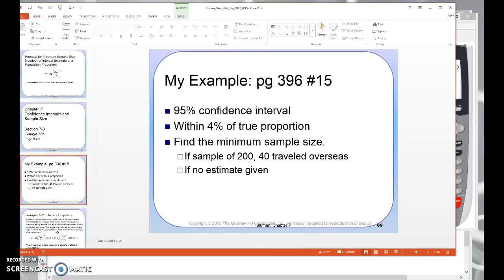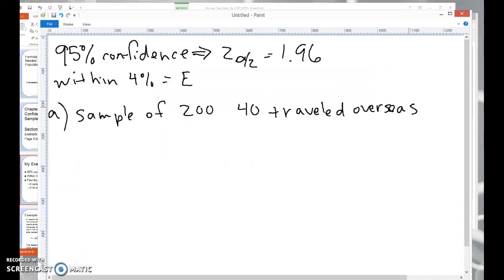For example, I want a 95% confidence interval that my true proportion lies within 4%. Find the minimum sample size. If the sample of 200 people, 40 said they traveled overseas. That's part A. And then part B we're going to work through is if no estimate is given. Writing down the information, because we're working with 95% confidence, I know I'm using my Z value of 1.96. That 4% of the true proportion is going to be my E value.